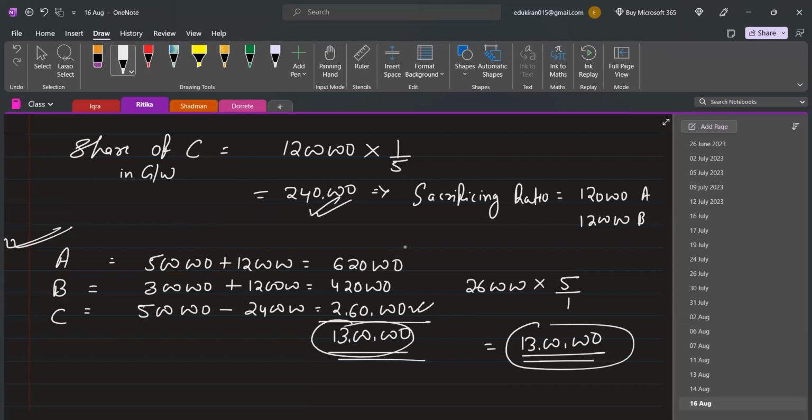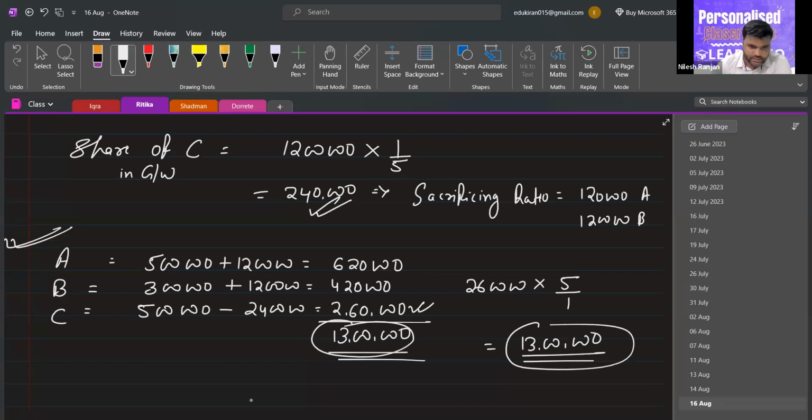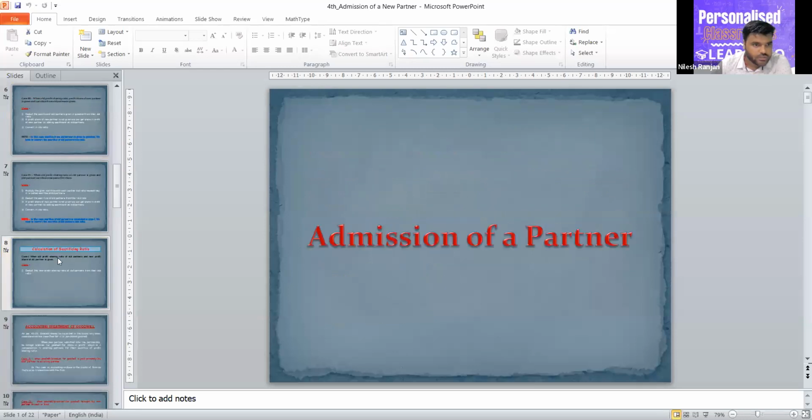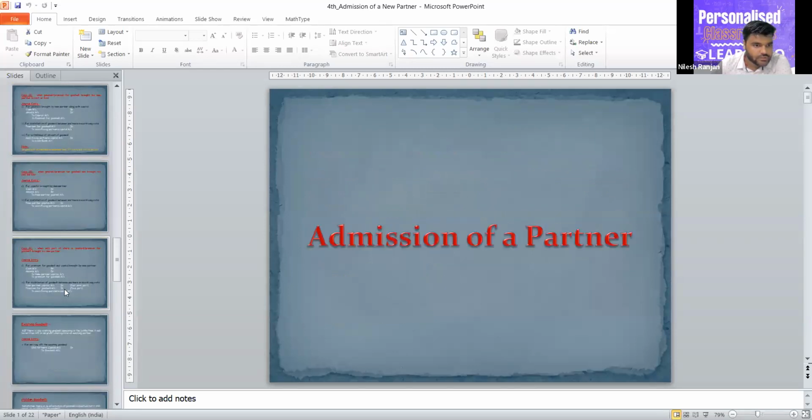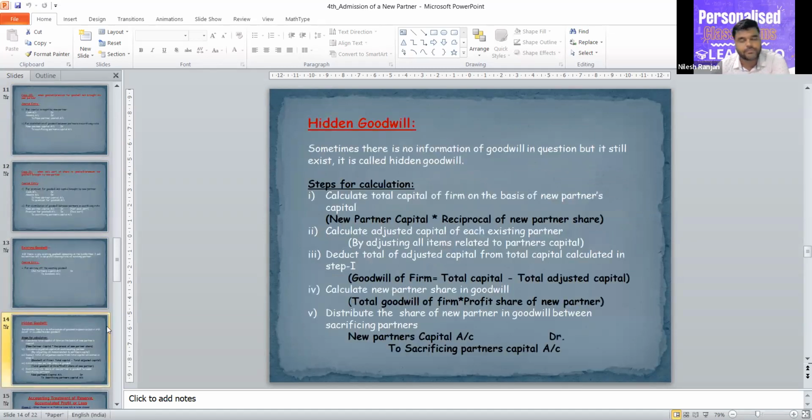Now you can see the concept of hidden goodwill. Sometimes there is no information about goodwill in the question, but it still exists. That is what hidden goodwill means. When they ask you without any information about goodwill, then hidden goodwill has to be calculated.